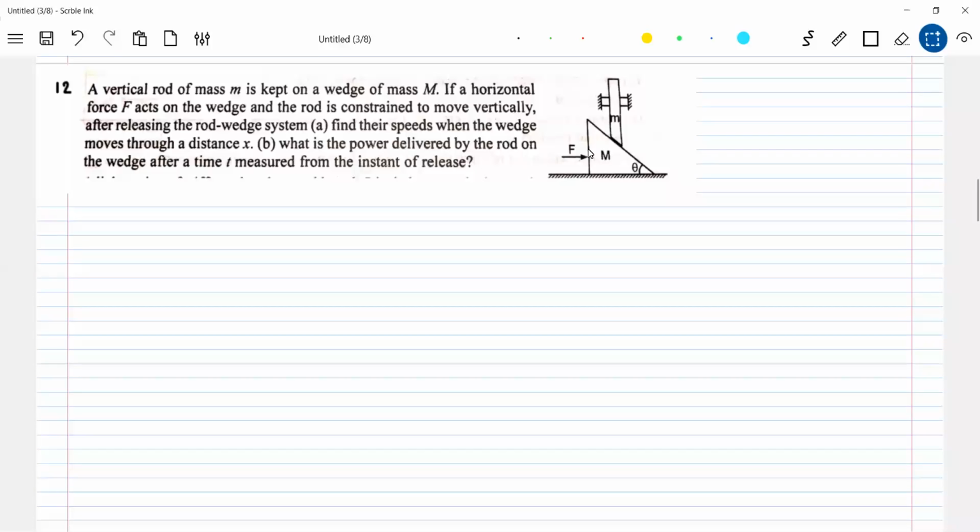A force Fx acts on the wedge and the rod is constrained to move vertically. After releasing the rod system, find the speeds when the wedge moves through a distance x. I think you have already come across this one, no? So what are the various forces that will be acting on the system?